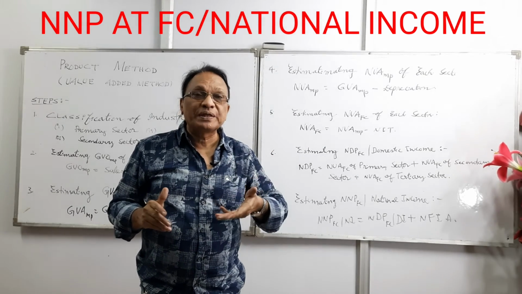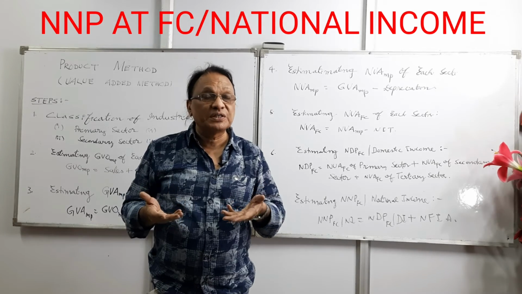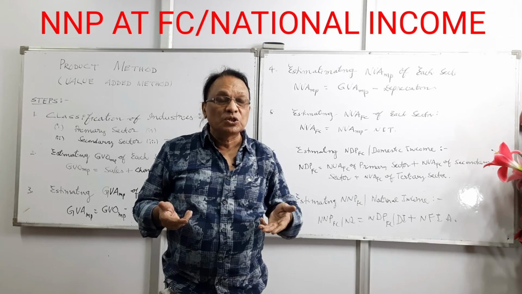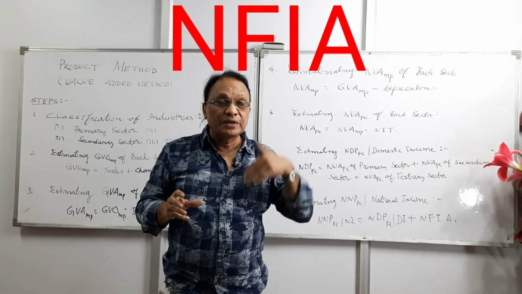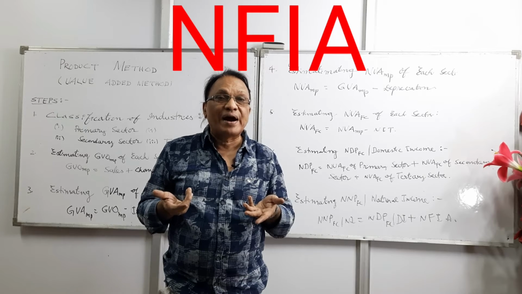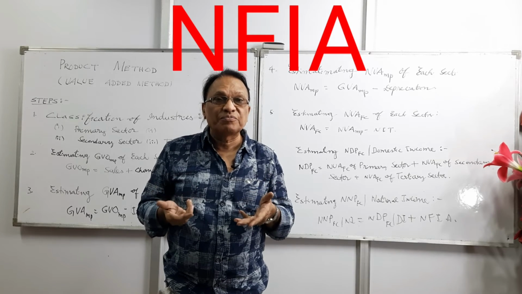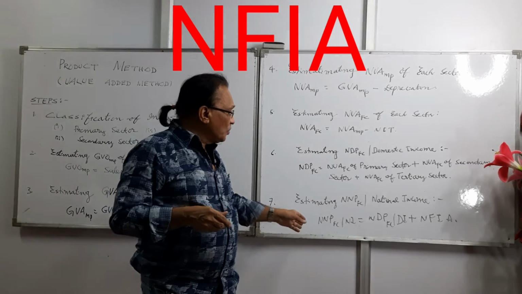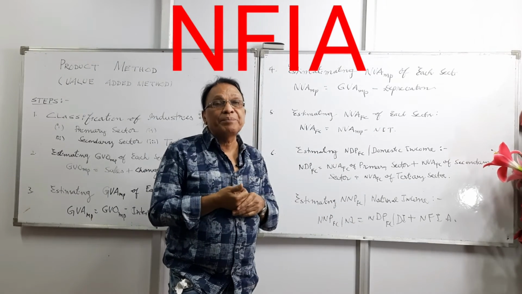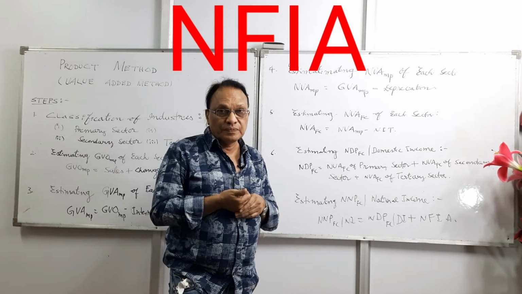So we have to pay them factor payments in terms of wages and salaries, rent, interest and profits. They take it to their country, so we call it factor income to abroad. If you take the difference between these, we get NFIA, net factor income from abroad. By adding NFIA to NDP at factor cost, you get national income or NNP at factor cost.